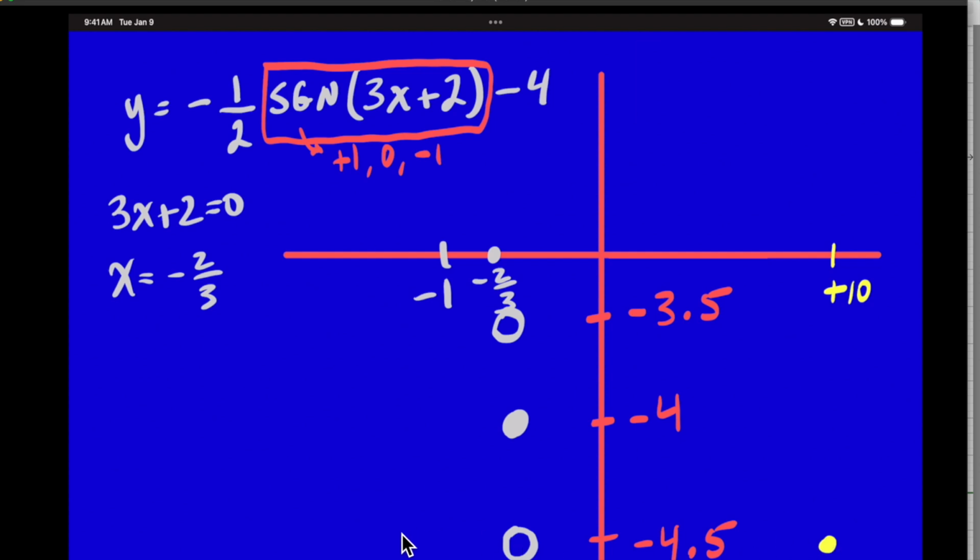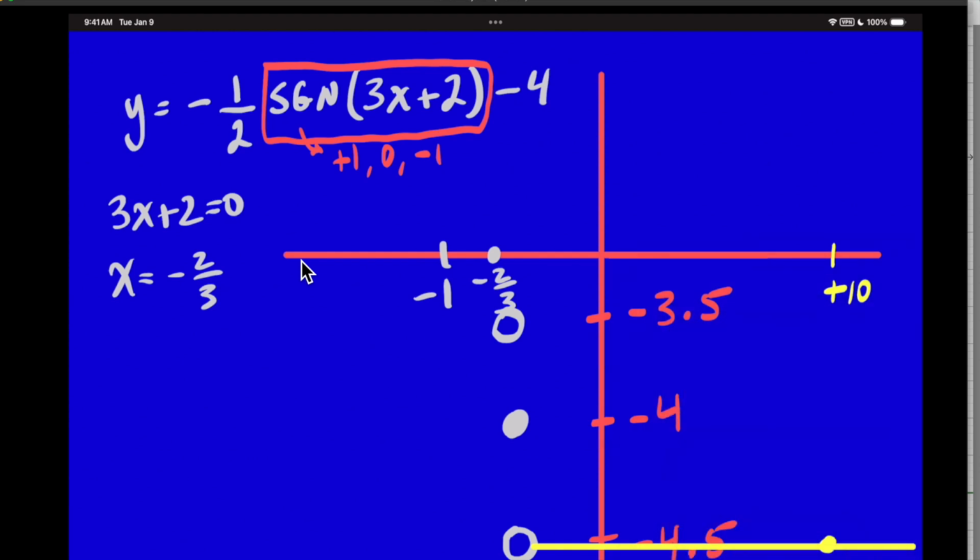As a result, we feel confident connecting these points as so. If you want to double check it, we could put in x equals 0. If you plug in x equals 0 here, you're going to get a positive value. That's going to result in a positive 1, and you're going to get the same ultimate y value of negative 4.5.